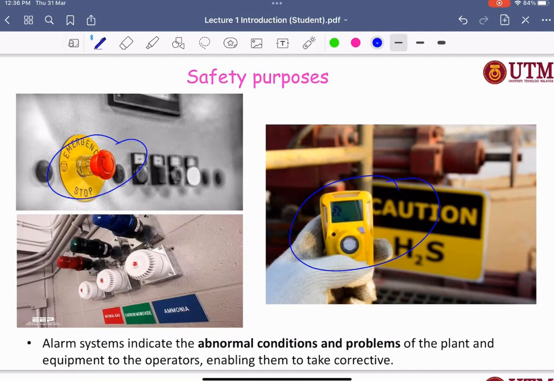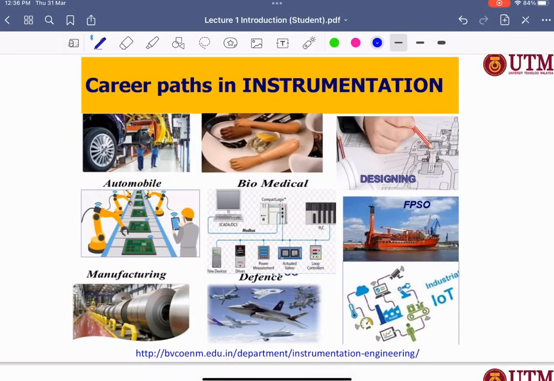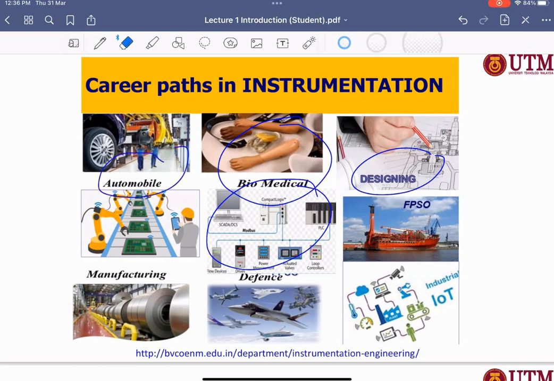Like I mentioned before, do not limit your job applications to mechanical engineer. You can also become an instrumentation engineer. When you learn this subject combined with the mechatronics subject, you can do anything. You can do designing, or develop a system for biomedical and automobile, and so on. And most of us talk about the IoT.